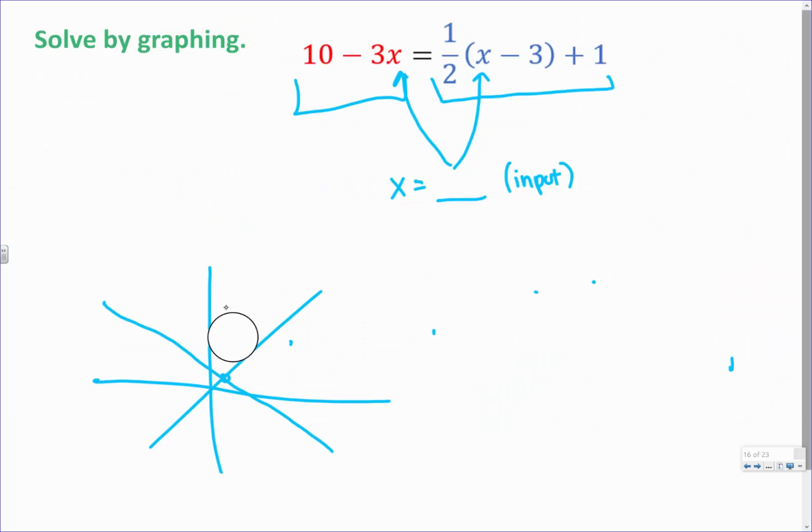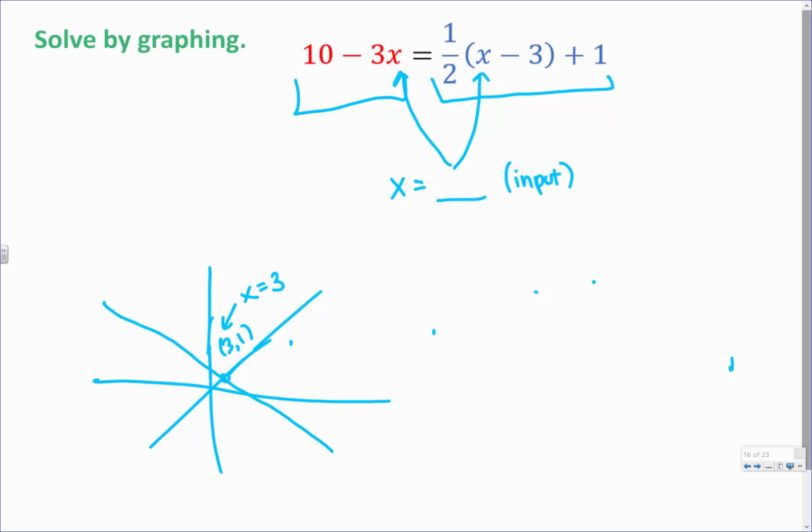So take that off, put in 3, 1, and therefore from this, the answer that I'm interested in is x equals 3. If I put in 3 to each side of the equation, so the left-hand expression and the right-hand expression, I get 1 out of each one. And you could verify that, but I'm not going to take the time here to do that. So that's really it. That's what it means to solve equations by graphing.